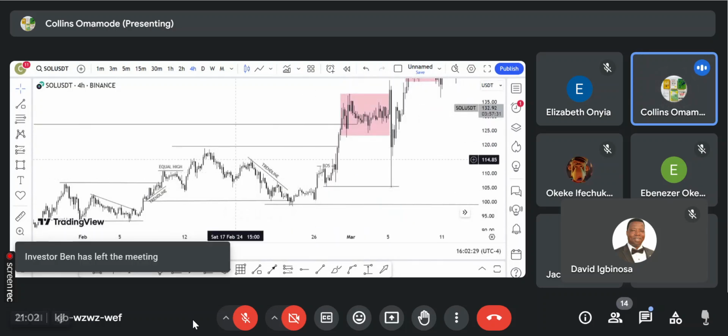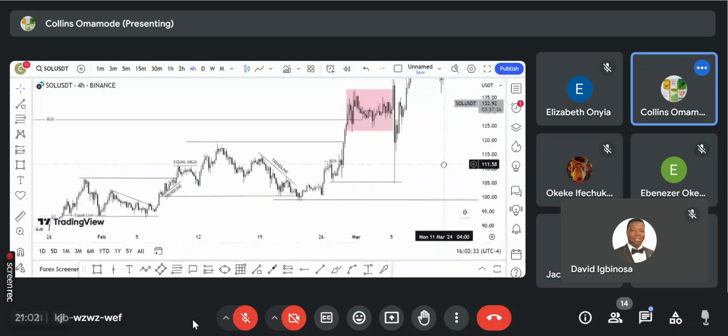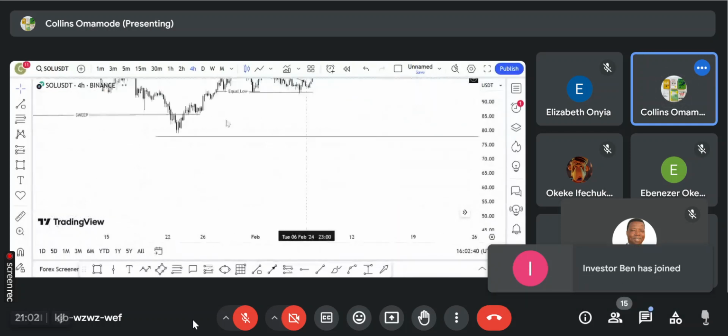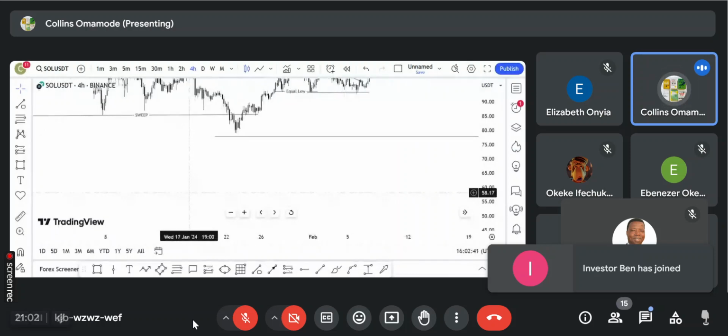Understand that liquidity happens everywhere in the market. Let's keep going.